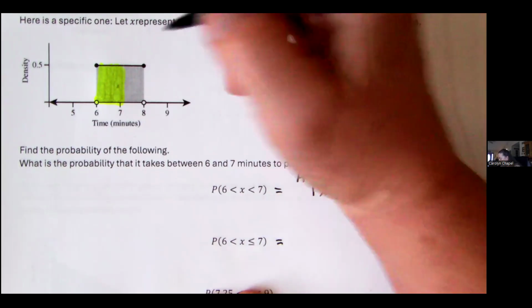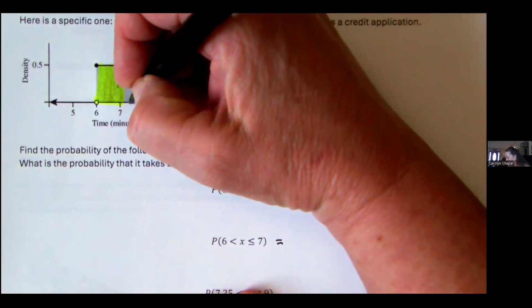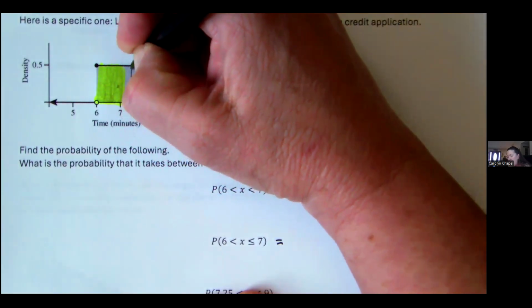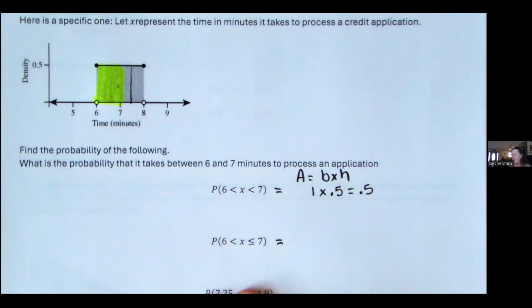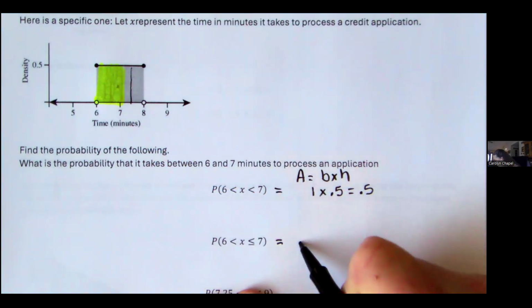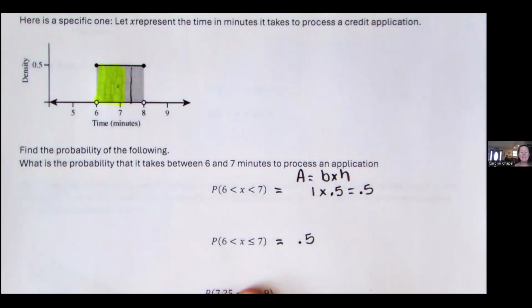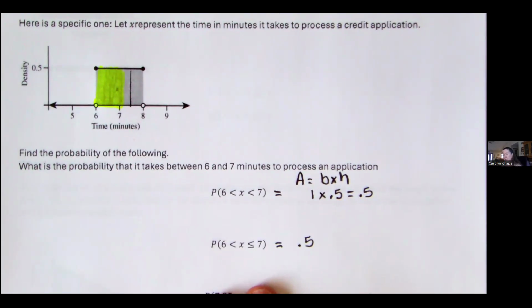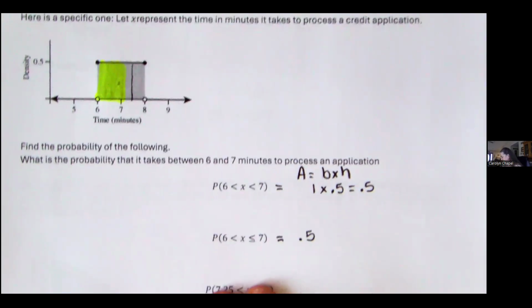When we're talking about discrete versus continuous, the area over a single value is nothing. So this will not change by adding a single value. It does not change the probability, because the probability of a single value is basically nothing.